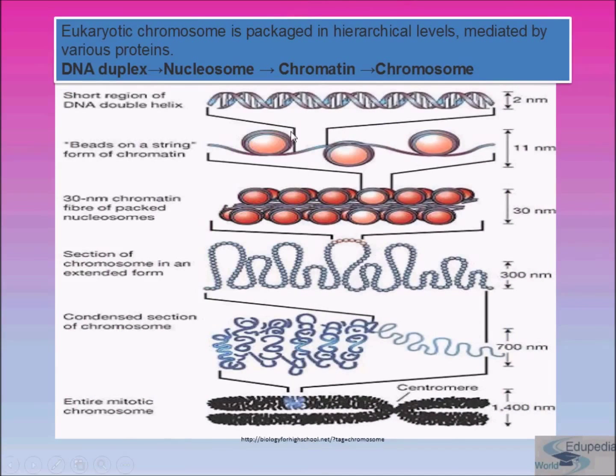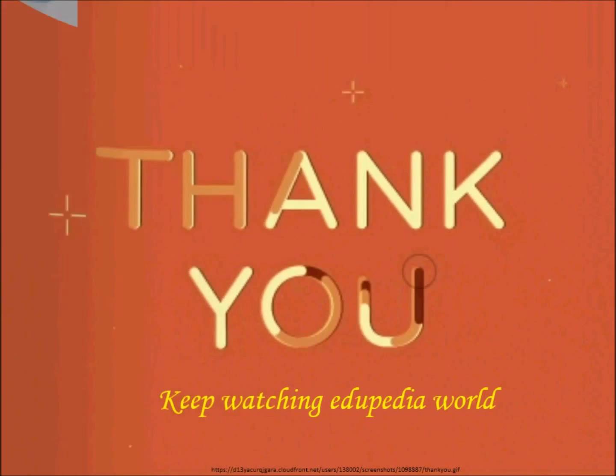And this is the 30 nanometer chromatin fiber of packed nucleosomes, and this forms solenoids. And sections of the chromosome in an extended form are about 300 nanometers. As you can see, supercoiling is going on and on and on, and thus it forms the entire mitotic chromosome, which is about 1400 nanometers in length. Okay, so this comes to an end.